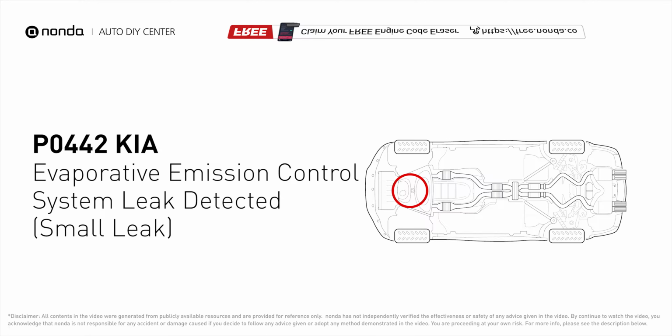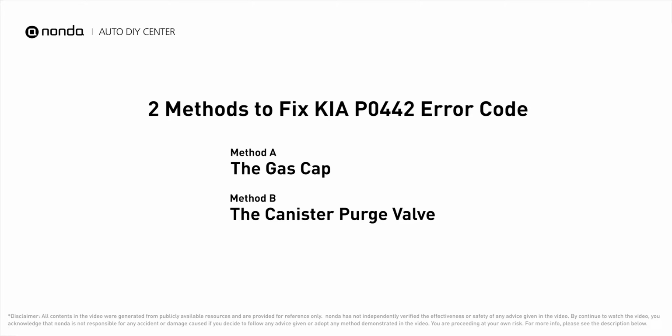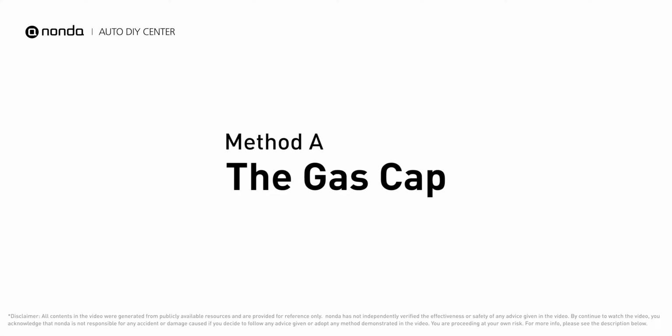It means the Evaporative Emissions System is now detected with a small leak, and it's normally between 0.02 to 0.04 inches in diameter. Here are 2 of the most practical solutions to fix Kia's P0442 error code. Method A, the gas cap.